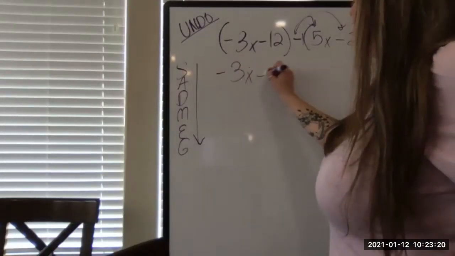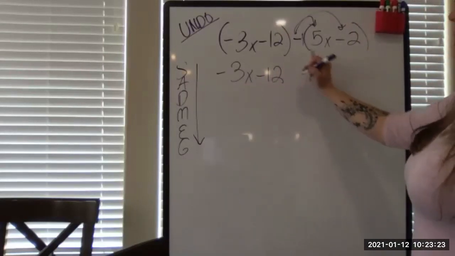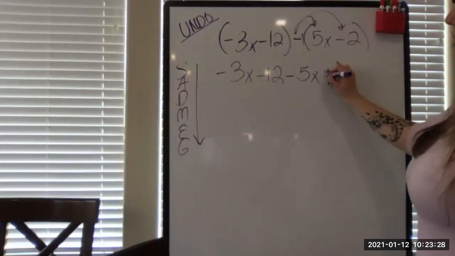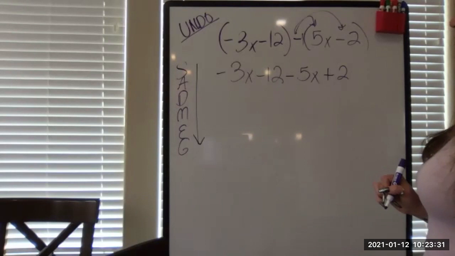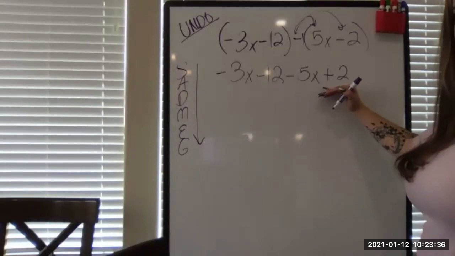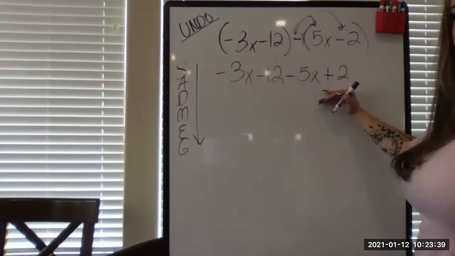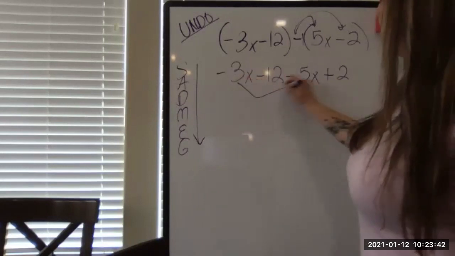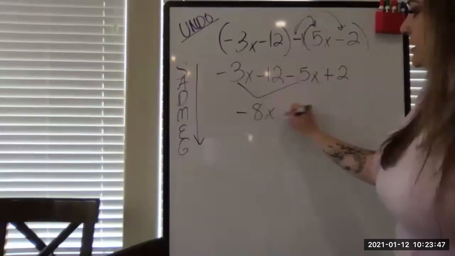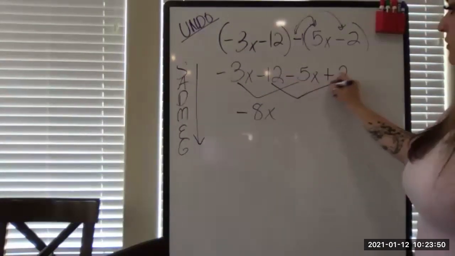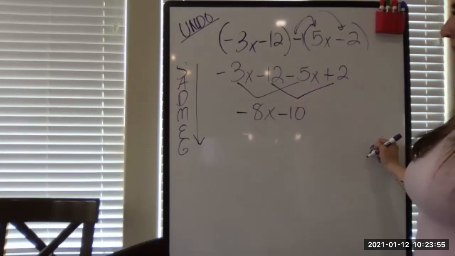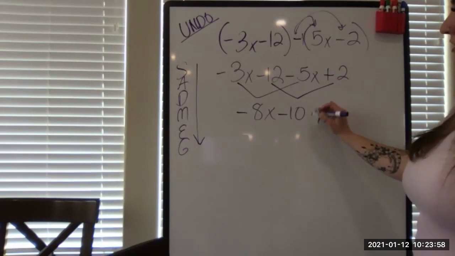So this side would stay the same. This would now become a -5x, and this is now a +2. Any questions on how I got that? Okay. We combine like terms like we normally would. -3 minus 5 is -8. -12 plus 2 is -10. I can factor this one.